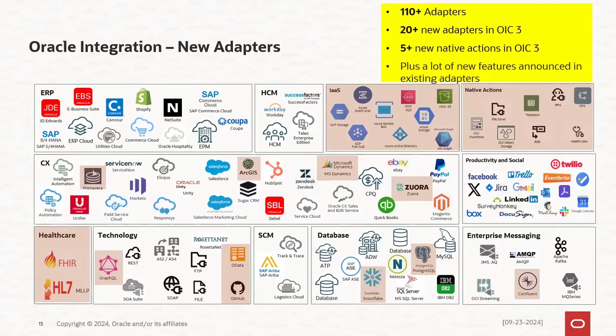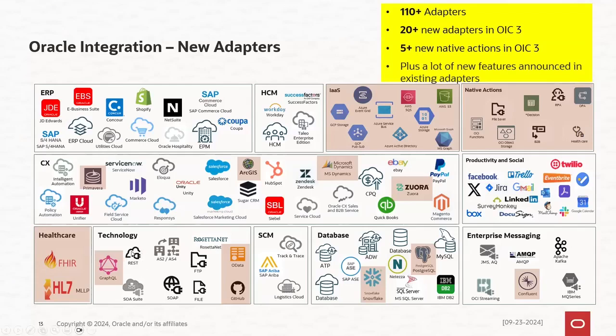So we have got a lot of adapters which are available, and you can see 110 plus adapters and 20 plus new adapters added in OIC 3, and 5 plus native actions in OIC 3. So we might be having thousands of applications in the market, right? But for each and every application, we cannot develop an adapter, right? So in that case, you can leverage the technology adapters.